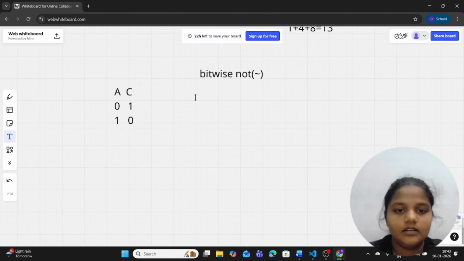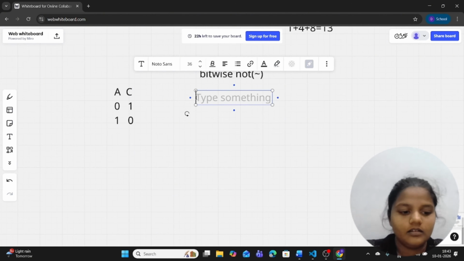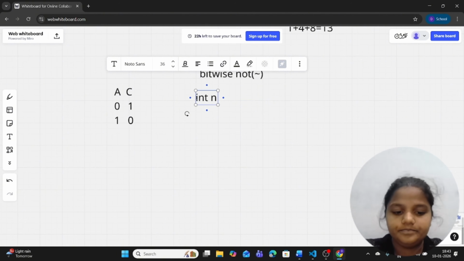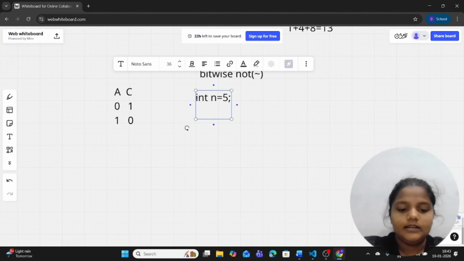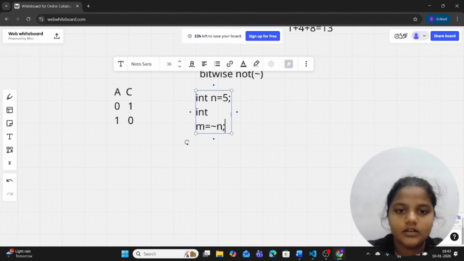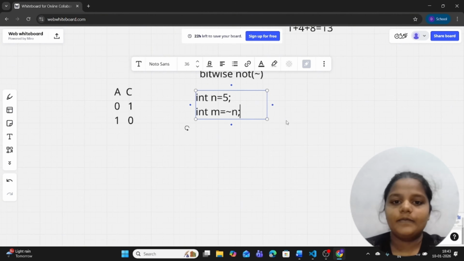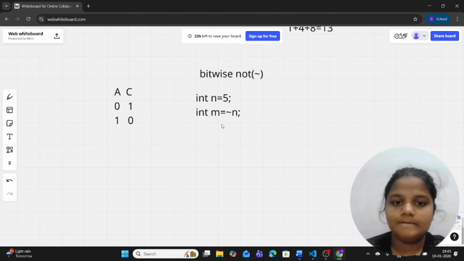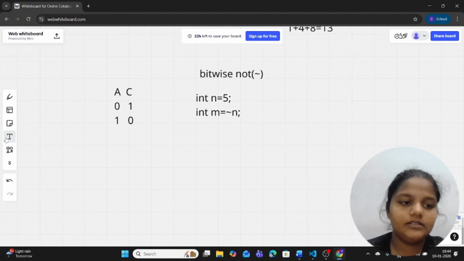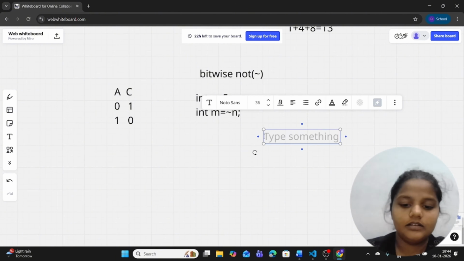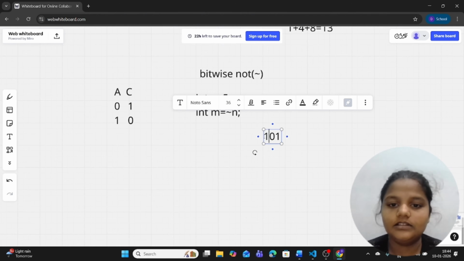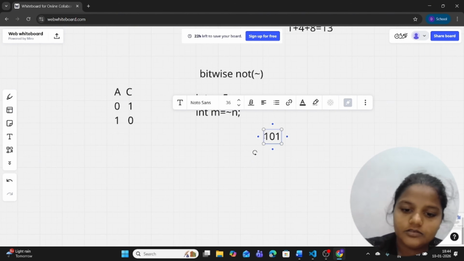So what does the bitwise NOT do? I am taking int n equal to 5 and I am storing in int m equal to NOT of n. Okay. So what will happen here? First, for 5, the binary value is 101, right? This NOT works in 32 bits. That means 4 times 8 bits, right?